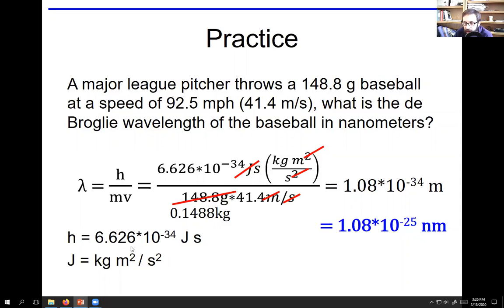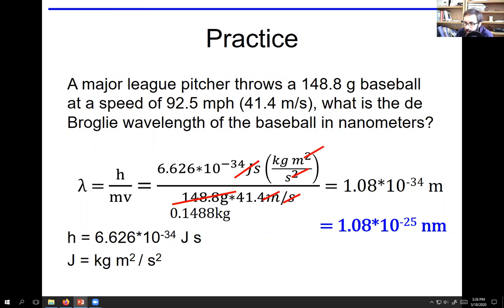There it is, telling you what a joule is in terms of units. And then we have the grams. I had to convert that to kilograms so the kilograms and the joules cancel, and the meters per second. Your final answer ends up being 1.08 times 10 to the minus 34 meters. That's small, guys. That's a really small wavelength, okay? And if you convert that to nanometers, it's still really, really small, 10 to the minus 25.